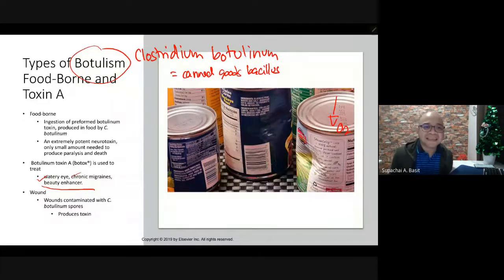Okay? There's another type of botulism, and that is wound botulism. Wound botulism happens when the wound is contaminated with Clostridium botulinum spores, and the spores will now start to produce the toxins.